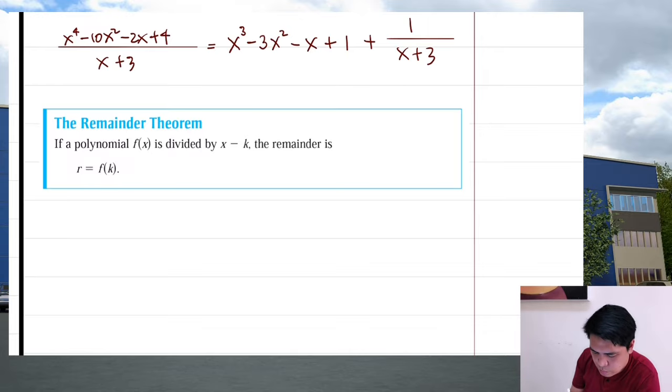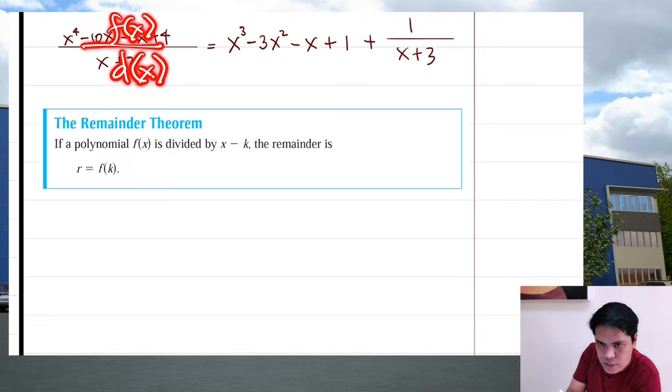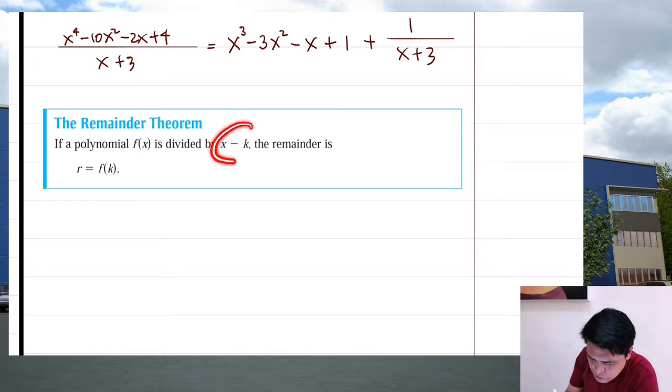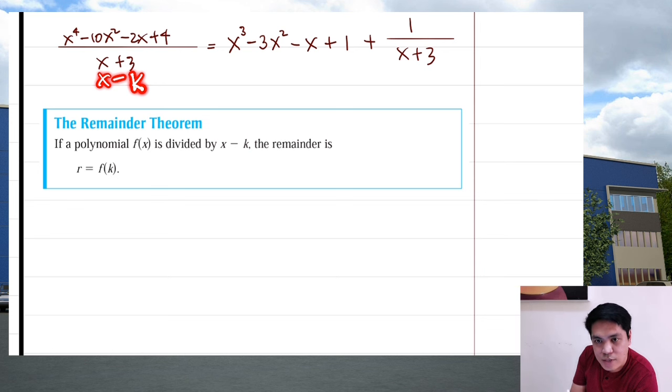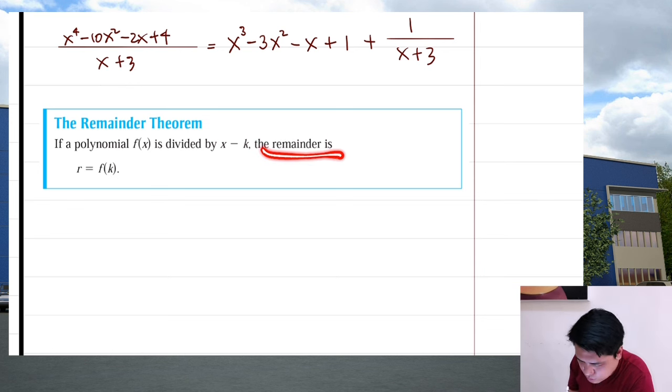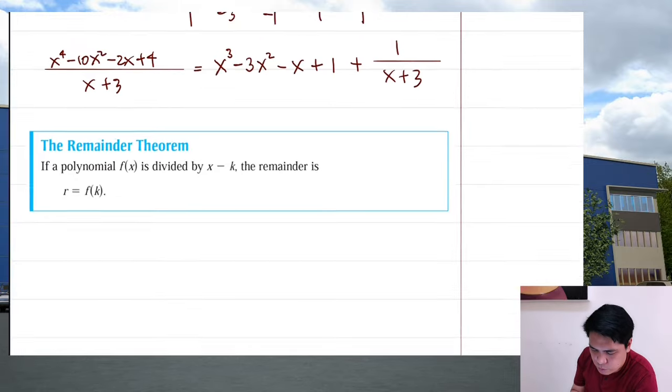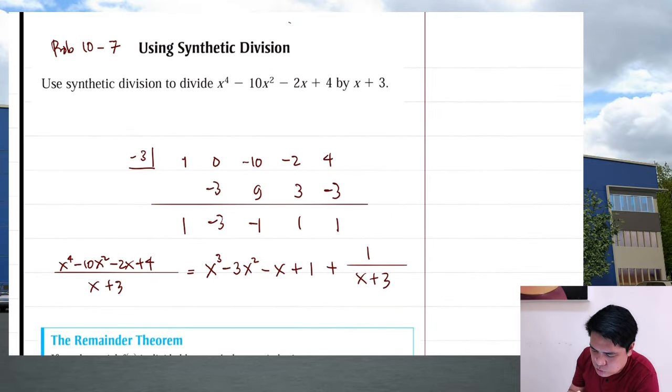If a polynomial f of x, so ito na lang, di ba? This is f of x, then this is d of x. So a polynomial f of x divided by x minus k. So this is now our divisor. So x minus k. So this is our x minus k. So our k is negative 3, right? The remainder is r equal to the function of k. So therefore, if we substitute eto, di ba? If this is x minus k, so therefore, ang atong k is negative 3.